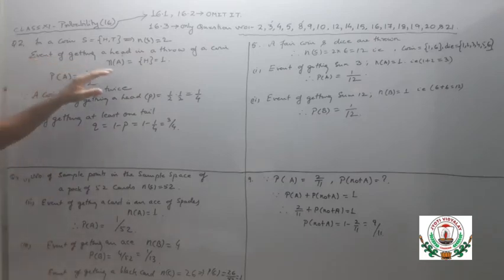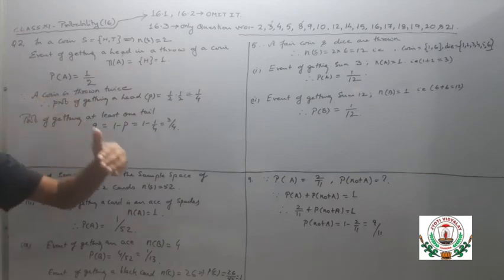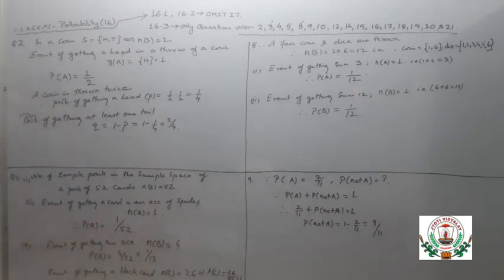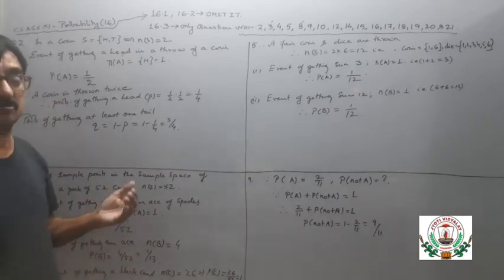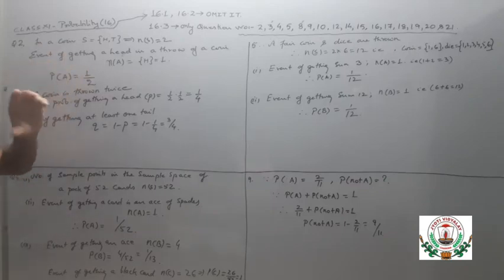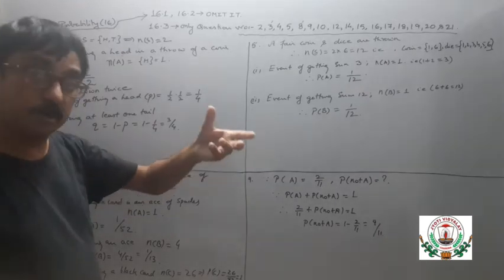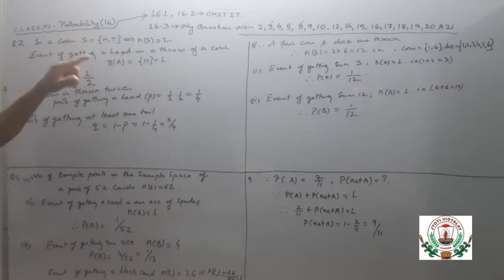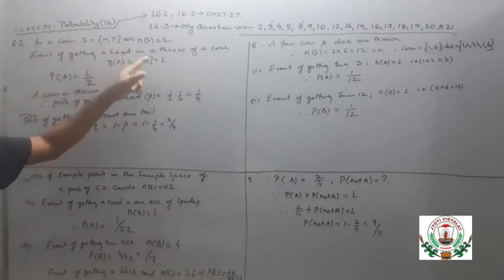Event of getting a head in a throw of a coin. It is asked in the question what is the probability of getting at least one tail. Whenever the question comes with an at least condition, you must find out its opposite. Event of getting a head. अपन at least वाला क्वेश्चन कभी भी बोलेगा तो हम उसका उल्टा निकालेंगे. उल्टा क्या होगा कि getting a head. टेल का उल्टा क्या हो जाएगा? Head.